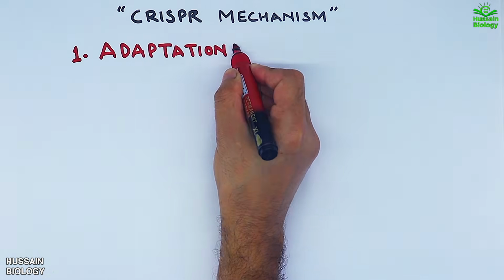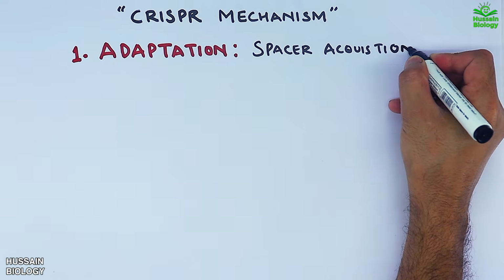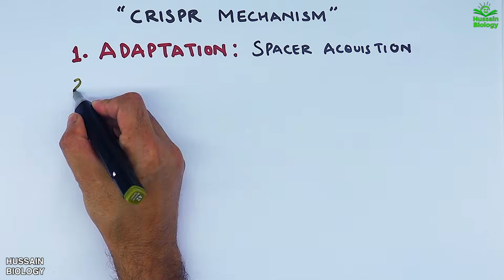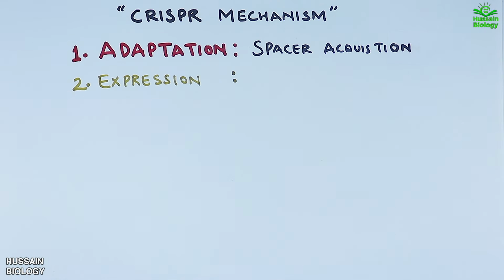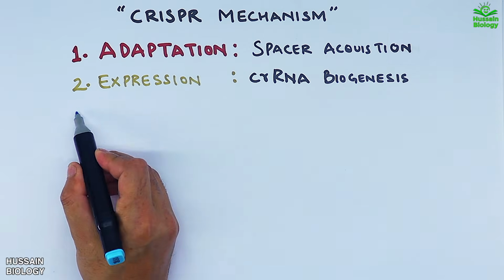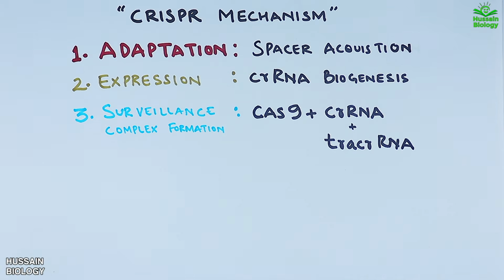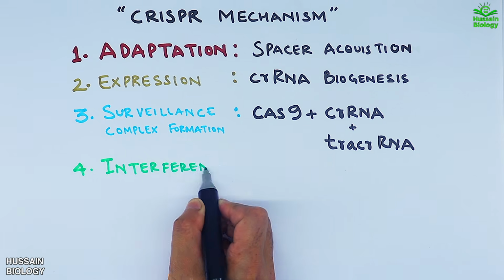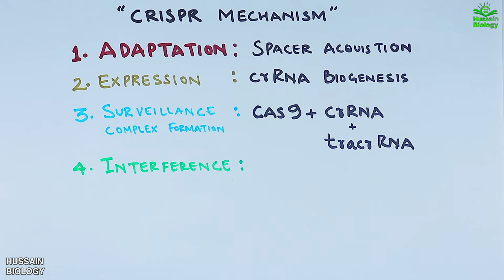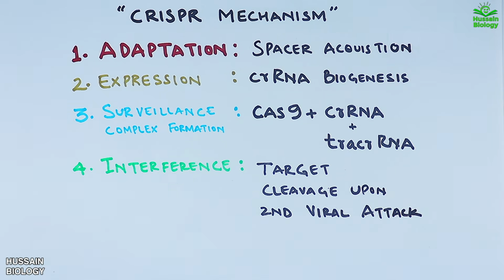First, we have the adaptation, where the system acquires a piece of viral DNA and stores it as a spacer. Then comes expression, where this stored information is transcribed and processed to produce the cRNA. Then the third step is surveillance, where the Cas9 molecule, cRNA molecule and tracer RNA come together to form the surveillance complex. And finally we have the interference, where this complex recognizes the matching viral DNA and Cas9 cleaves the target. So these four steps, adaptation, expression, surveillance and interference, together make up the CRISPR-Cas9 mechanism.